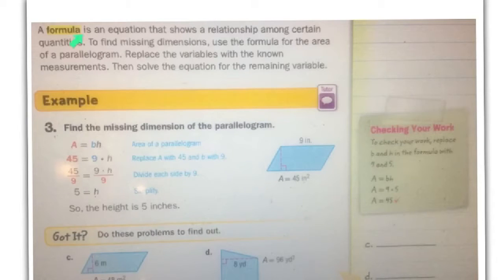A formula is an equation that shows a relationship among certain quantities. To find missing dimensions, use the formula for area of a parallelogram. Replace the variables with the known measurements. Then solve the equation for the remaining variable.